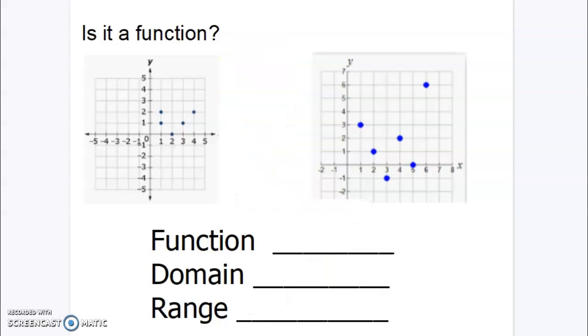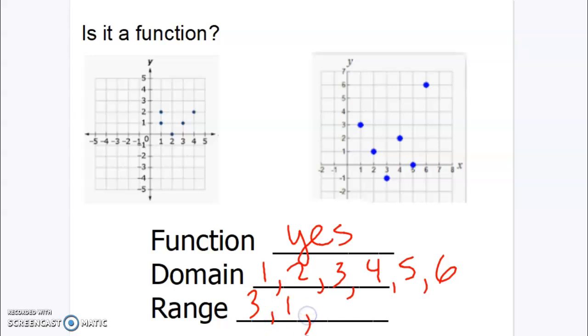Now let's go ahead and take a look at the graph on the right. So here, if you were to list out all of the ordered pairs, here you would have 1, 3, 2, 1, 3, -1, 4, 2, 5, 0, and 6, 6. There are no input values, no x values repeated, so yes, this is a function. Now the domain would be all of your x values, so we would list out 1, 2, 3, 4, 5, and 6. And then all of our range values would be those specific numbers for a range, which would be 3, we would have a 1, we would have a -1, we would have a 2, we would have a 0, and we would have a 6. So yes, this is a function, and you have your domain values listed, your range values listed.